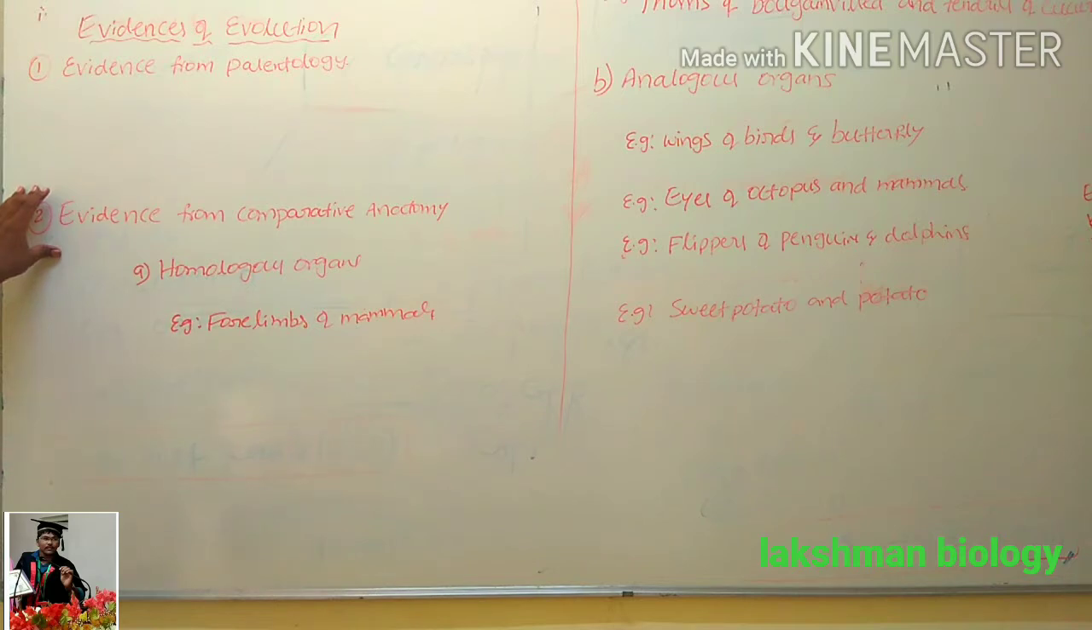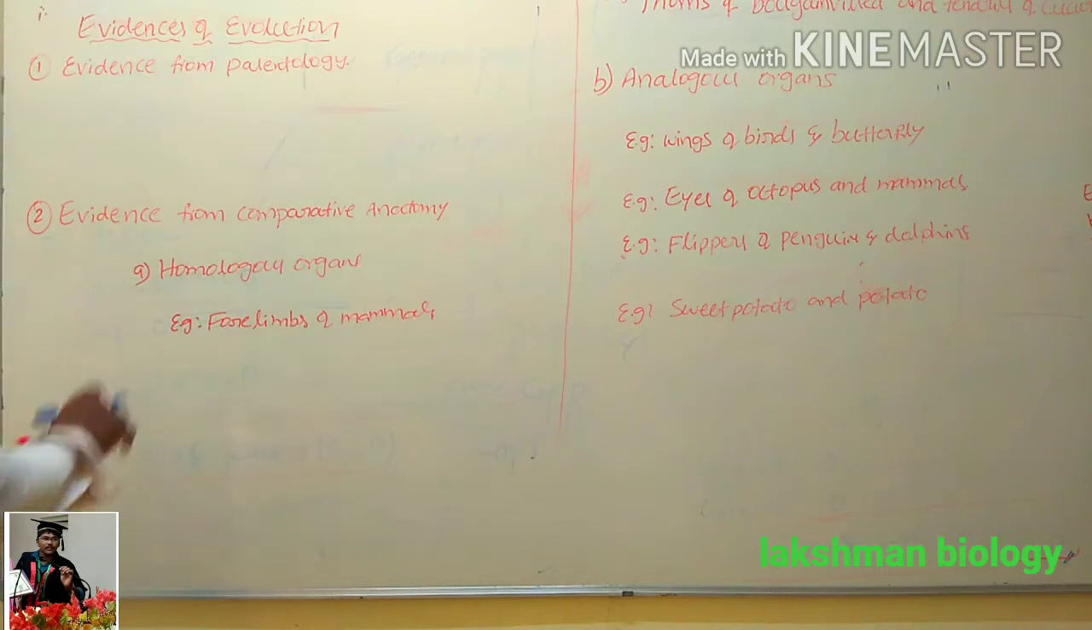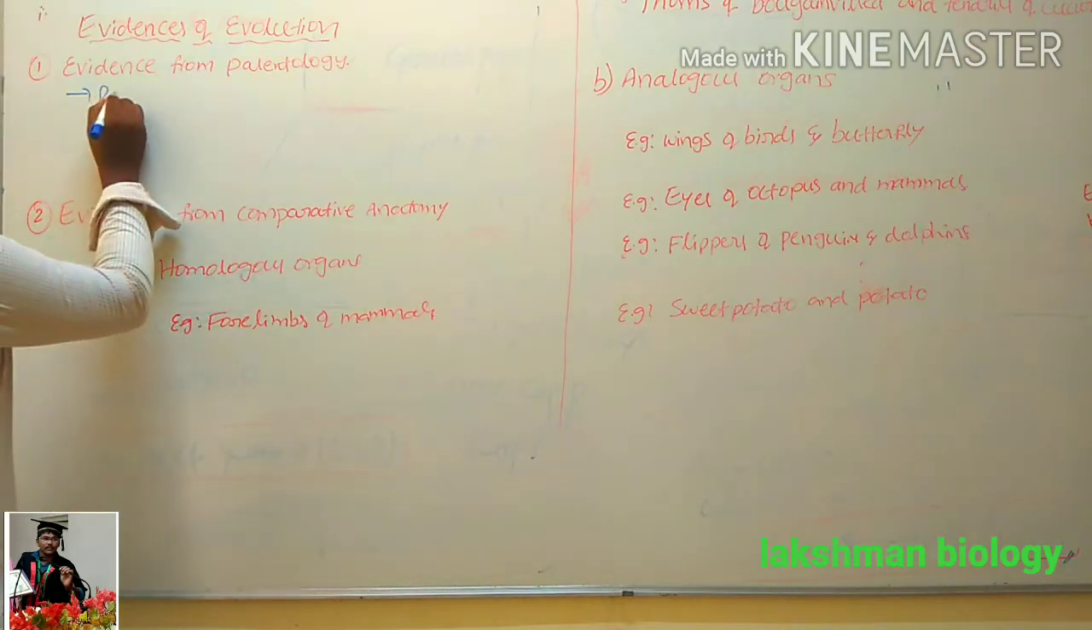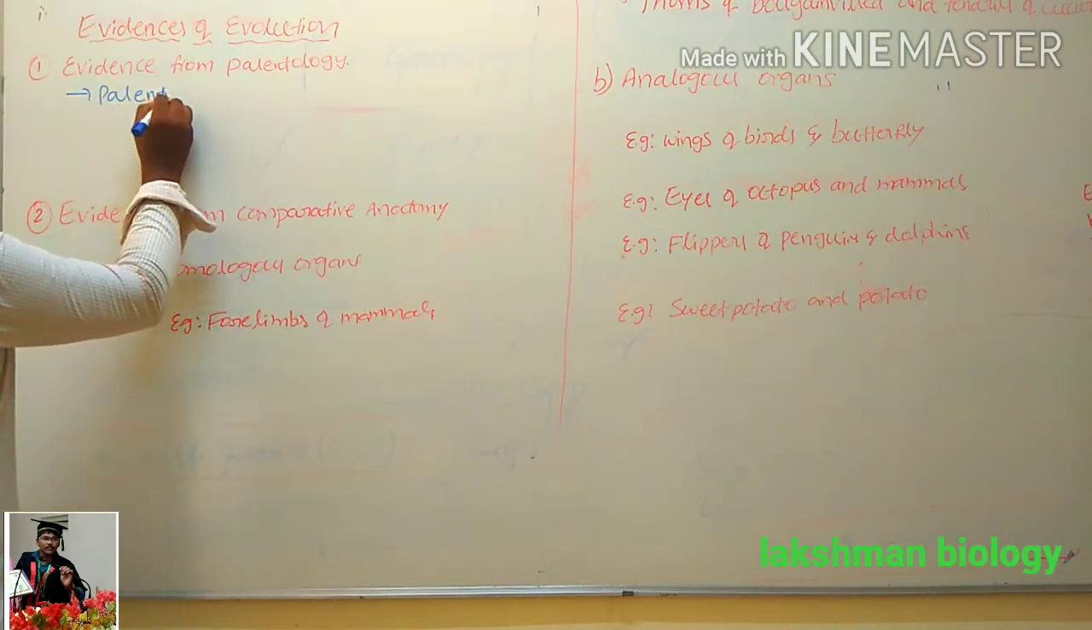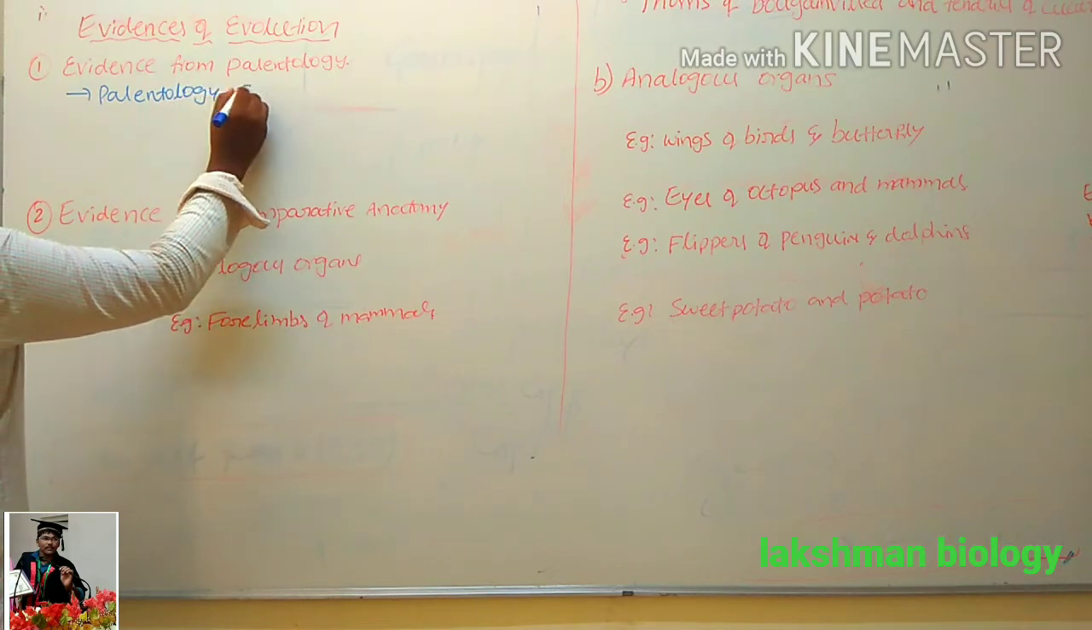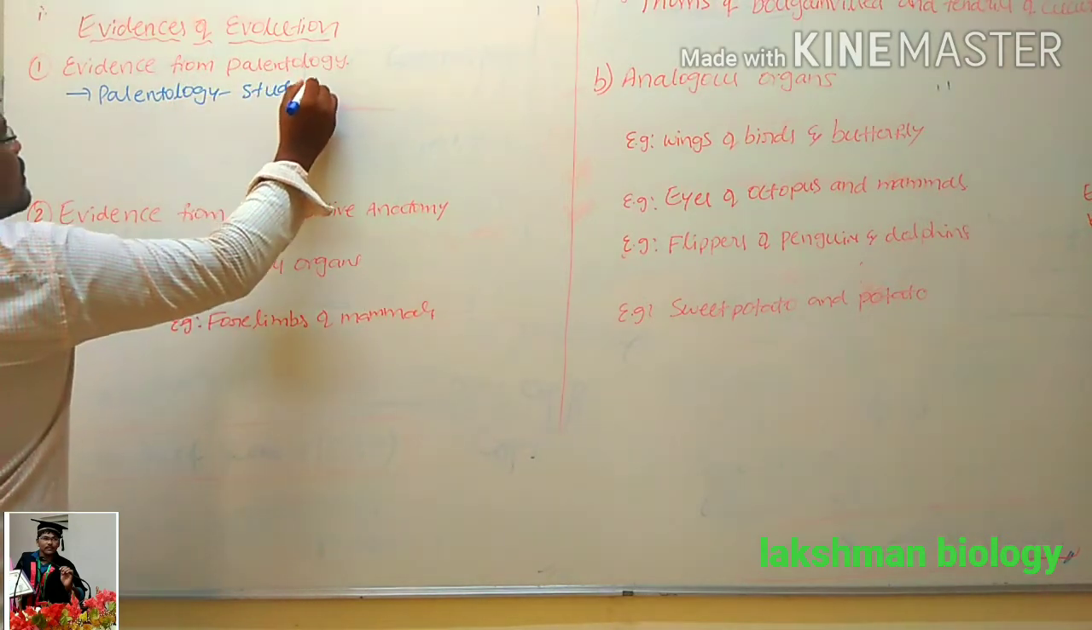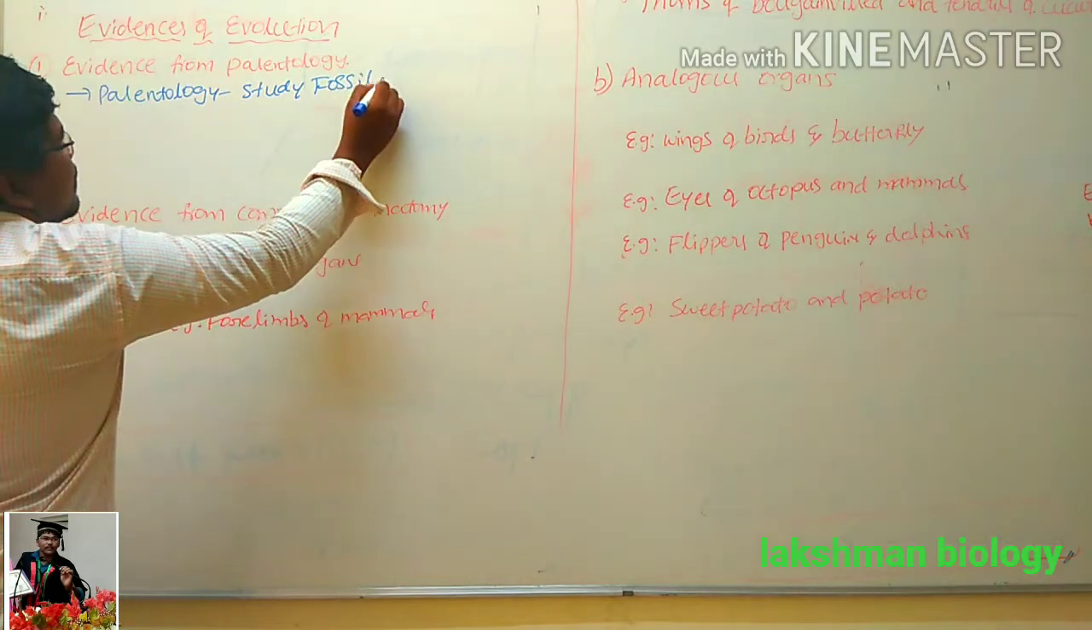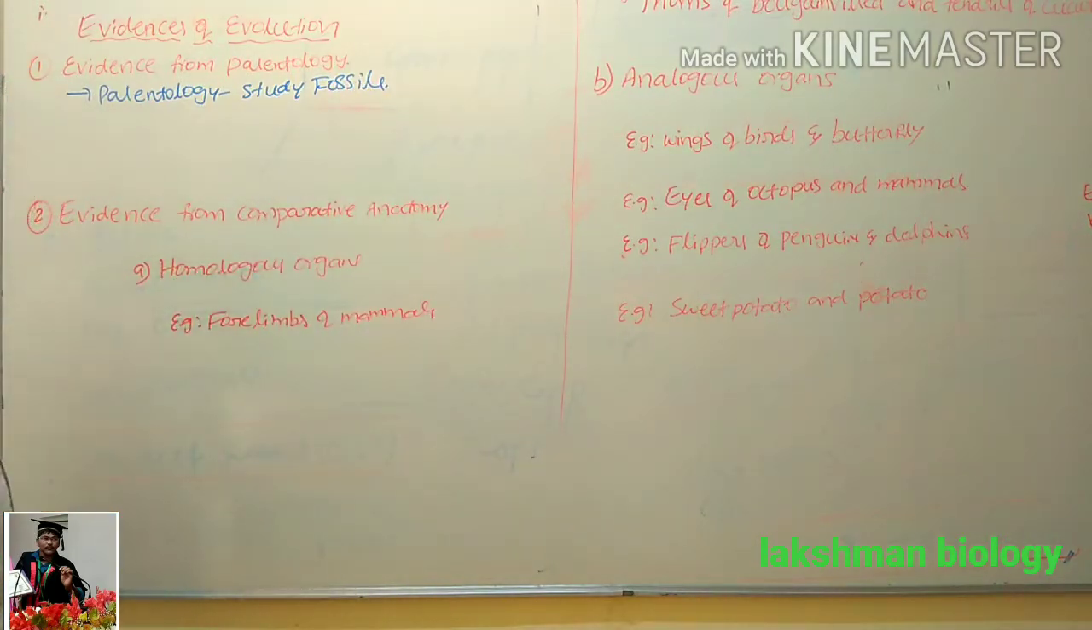Here we have to discuss the evidences of evolution one by one. First one, evidence from paleontology. What is paleontology? Paleontology means study of fossils. If you get the idea about evolution by using fossils, that is called paleontology. Paleontology is nothing but study of fossils.